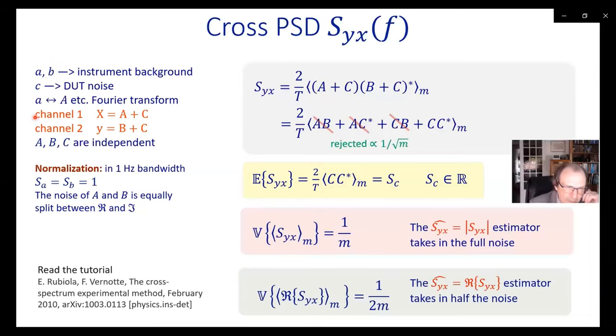For this, we take the uppercase for the Fourier transform of the lowercase signal. So uppercase A is the Fourier transform of the background noise of the instrument A. Uppercase B, uppercase C are for the instrument background and for the device and the test noise. And we take a normalization. The spectrum of the instrument is equal 1 to 1. And of course, this method is interesting only when the spectrum of the device under test is smaller than that of the instrument. Otherwise, you have the perfect instrument and you don't care about all this.